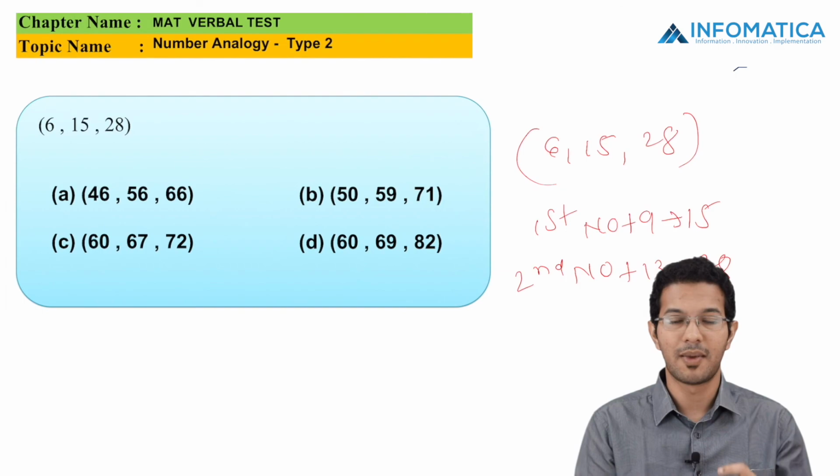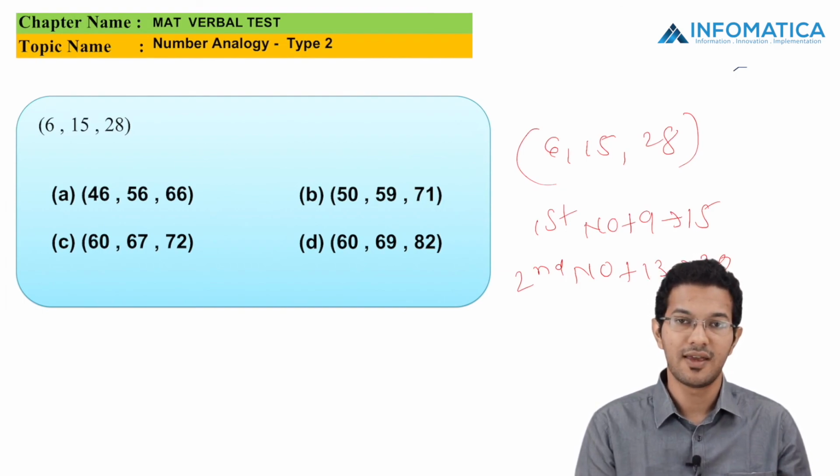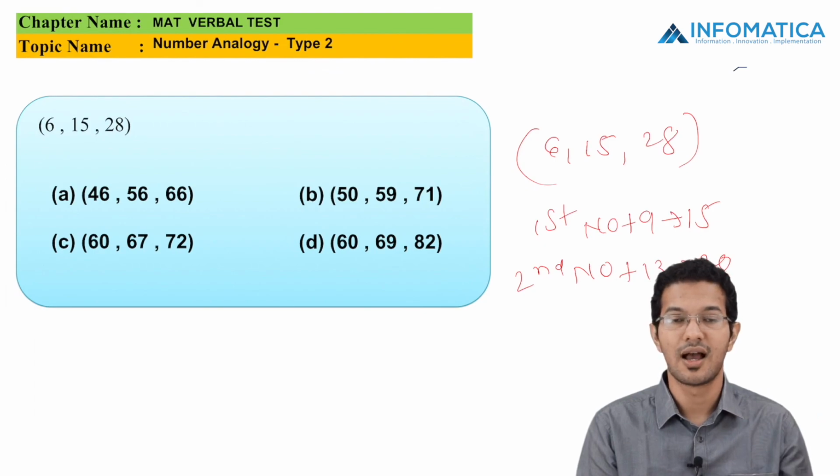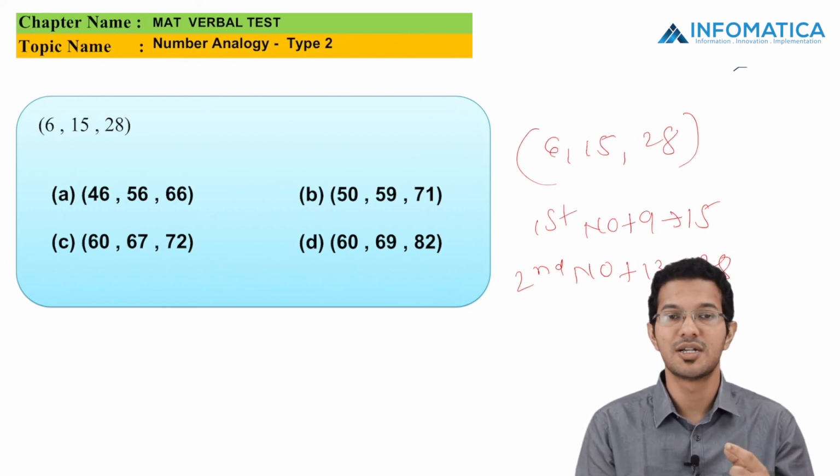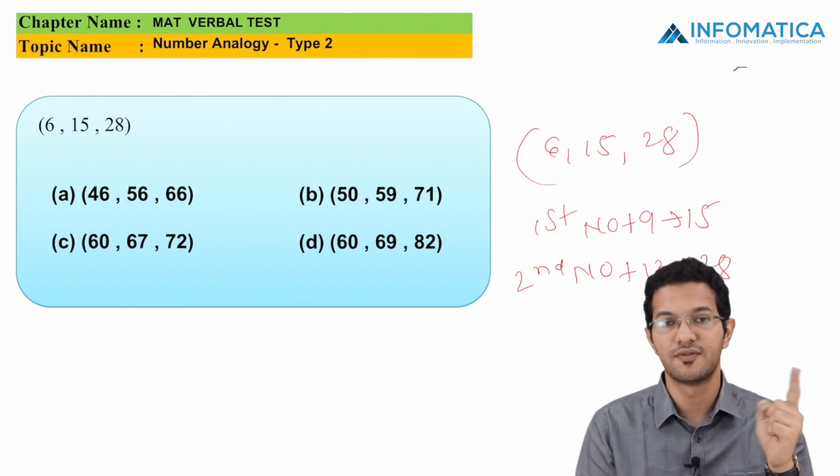So if we look at the pattern, we can say that option D is the right answer. If we add 9 to 60, I get 69. And if I add 13 to 69, I get the answer to be as 82. So we can definitely say that option D is following the correct pattern. And what is the pattern? It is first number plus 9 and then second number plus 13. Hence option D is the right answer.